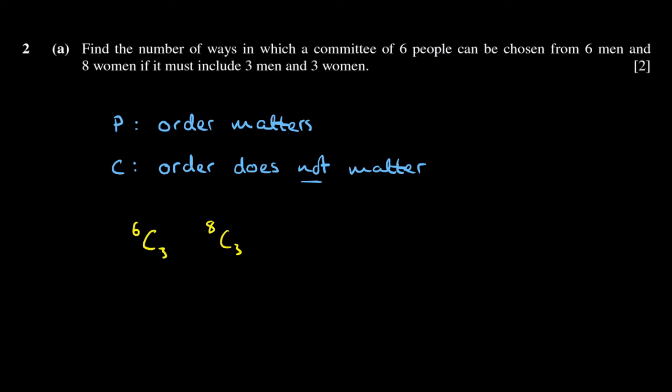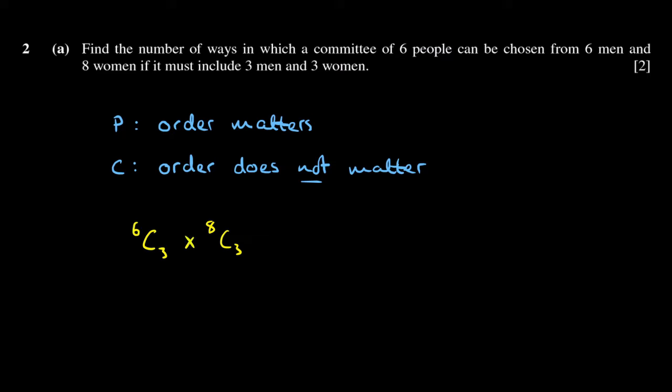So then the question becomes, well, are we going to be adding these two things or are we going to be multiplying them? Short way to remember this is that if we have got and, then we multiply. If we've got or, then we add. What do I mean by this? We need to have 3 men and 3 women at the same time. That means in this case, we're going to be multiplying.